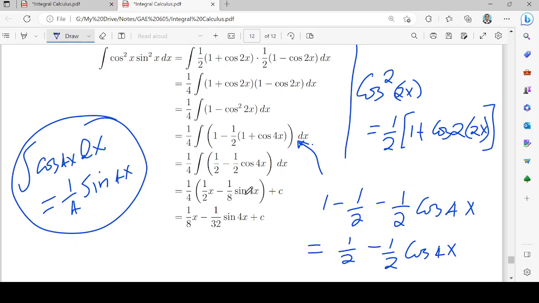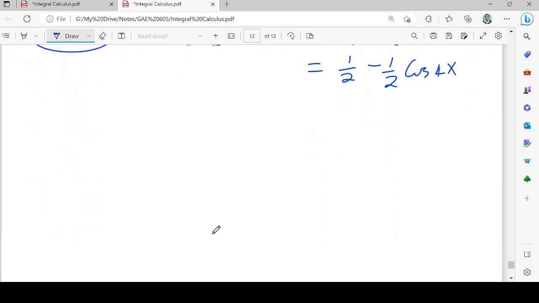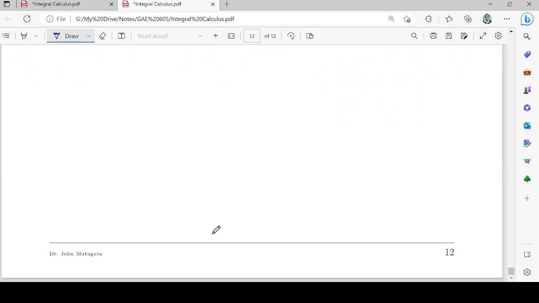Then we can open the brackets. We have a quarter times a half, which is 1 over 8, then a quarter times minus 1 over 8 sine of 4x, which is minus 1 over 32. So that is the solution to that integral.